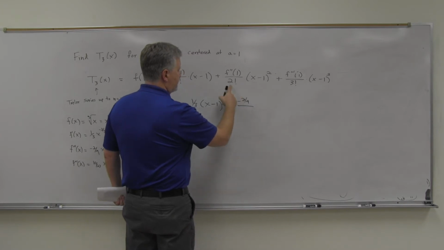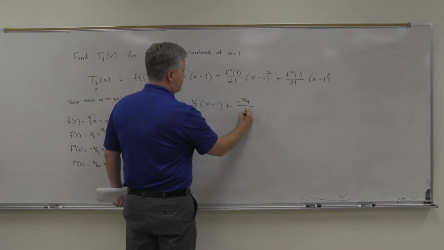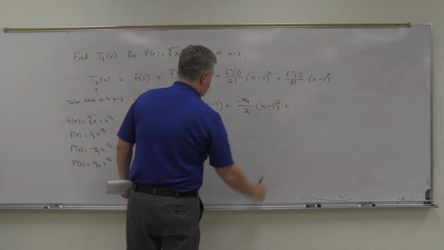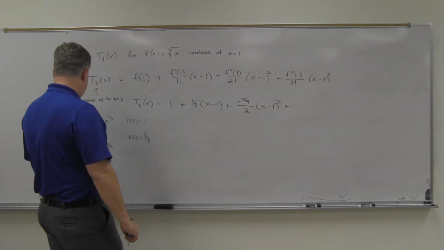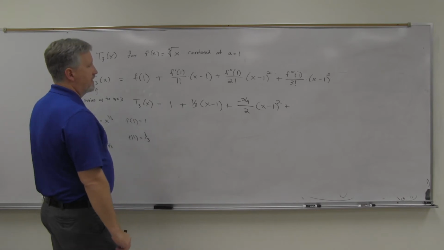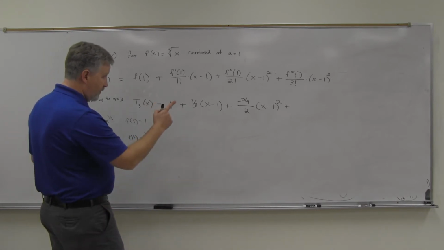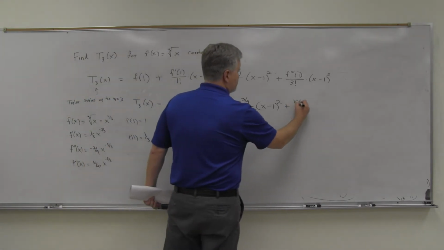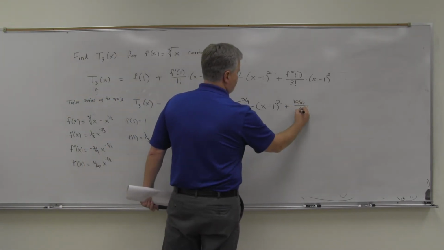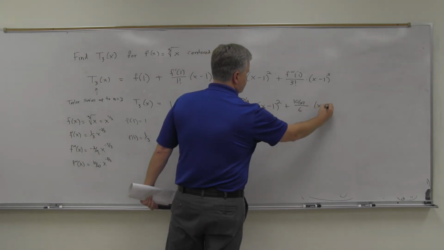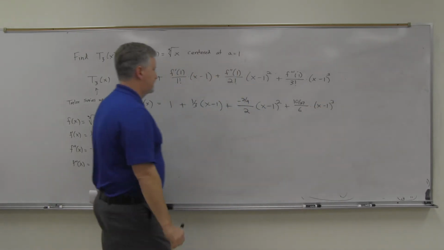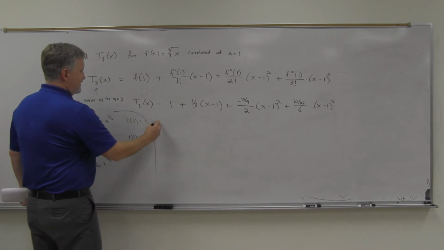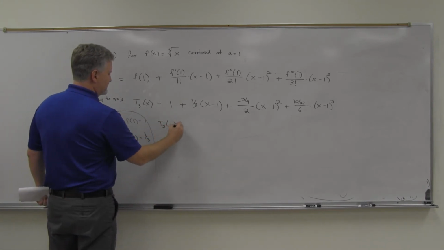And we'll go ahead and do 2 factorial. 2 factorial is just 2. And then the third derivative at 1 would be 10/27, but 10/27 divided by 3 factorial, which is 6, times x minus 1 cubed. And except for a little cleaning that up, we're pretty much done here.